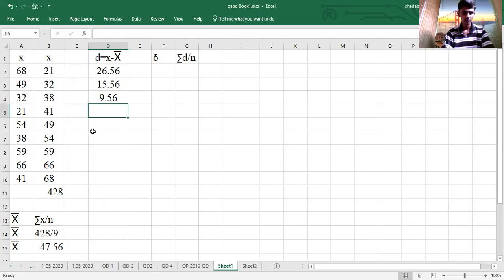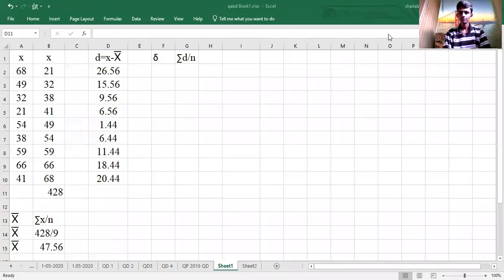Again moving further, 47.56 minus 41 equals 6.56. Now I will take 49, because this one is the highest value. I want the positive figure, so 49 minus 47.56 equals 1.44, and 54 minus 47.56 equals 6.44. Now we have all these values.